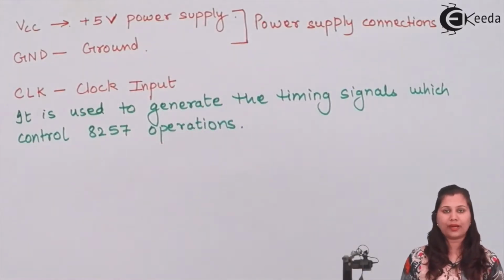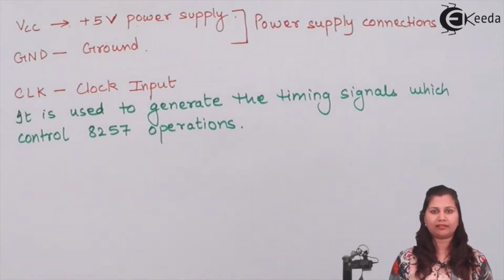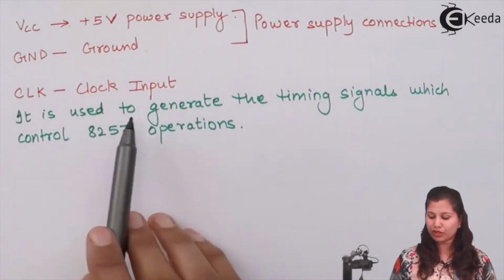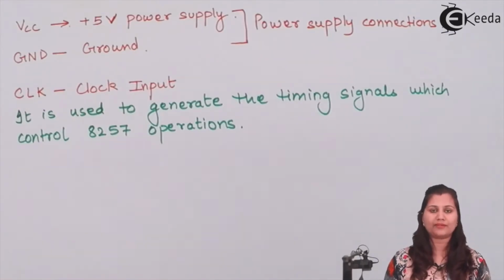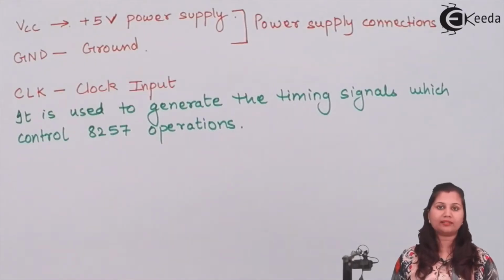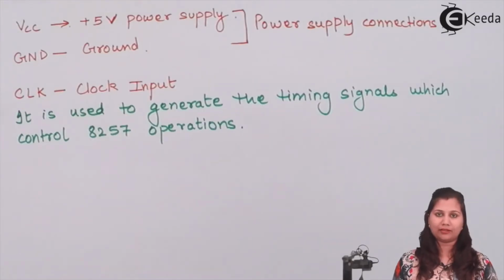Now, the 8257 DMA controller performs various types of operations, like data transfer, and any operation which is performed will be synchronized with the clock input. So at every clock input, the operation will be performed. This clock input signal is used to generate the timing signals which control the operations of the 8257 DMA controller. So it is providing the clock pulse to the 8257 DMA controller.